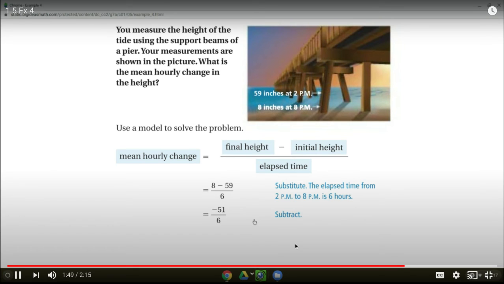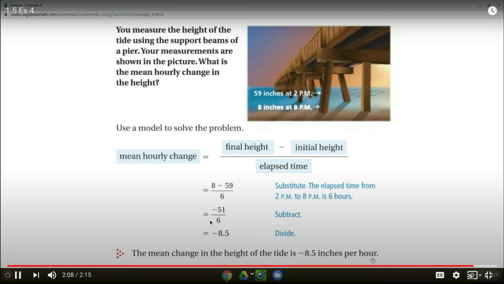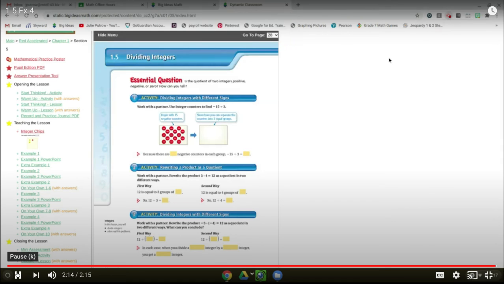And now we have a division problem that we could go ahead and divide. Negative 51 divided by a positive 6, a negative divided by a positive is a negative, and then the math is 8.5. So that means that over that 6-hour period, the mean change in the height of the tide was negative 8.5 inches per hour, which means it decreased 8.5 inches every hour on average.